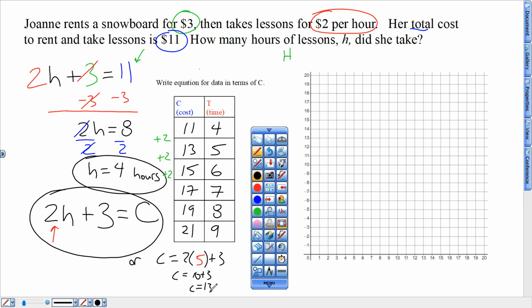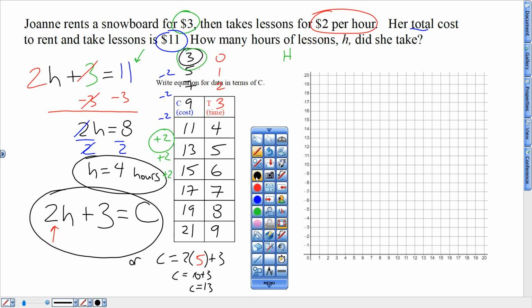I want you to know that this equation from the table could also be found by backstepping, right, all this way to that y-intercept term, taking away 2's as I go up that column. So that 11 minus 2, 9 minus 2, 7 minus 2, 5 minus 2, that all important 3 right there. I want you to see how that relates. There's my rate of change, $2 per hour. There's my y-intercept, 3.